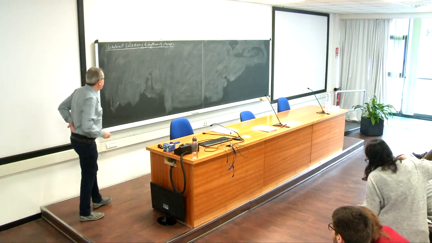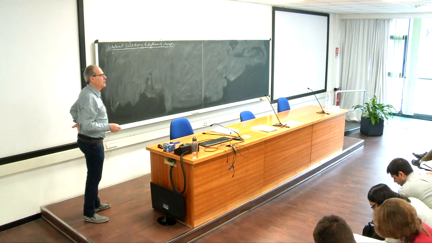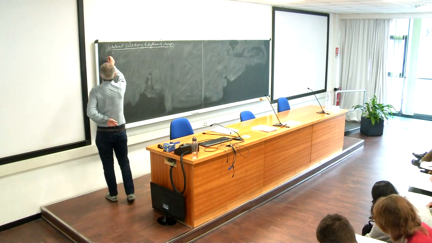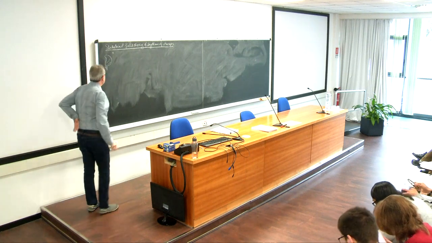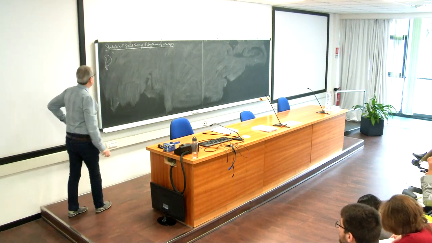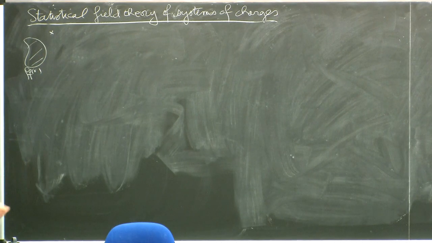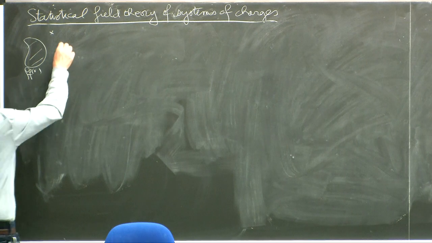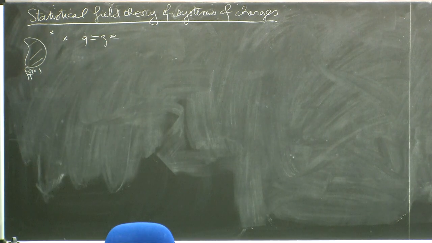As I said yesterday, I will take only one species of charges and show you how you generalize it. Assume you have a system with certain fixed charges with charge density rho f of r, so some surfaces, some objects which are charged, and then you have mobile ions, q equals ze, in the system.